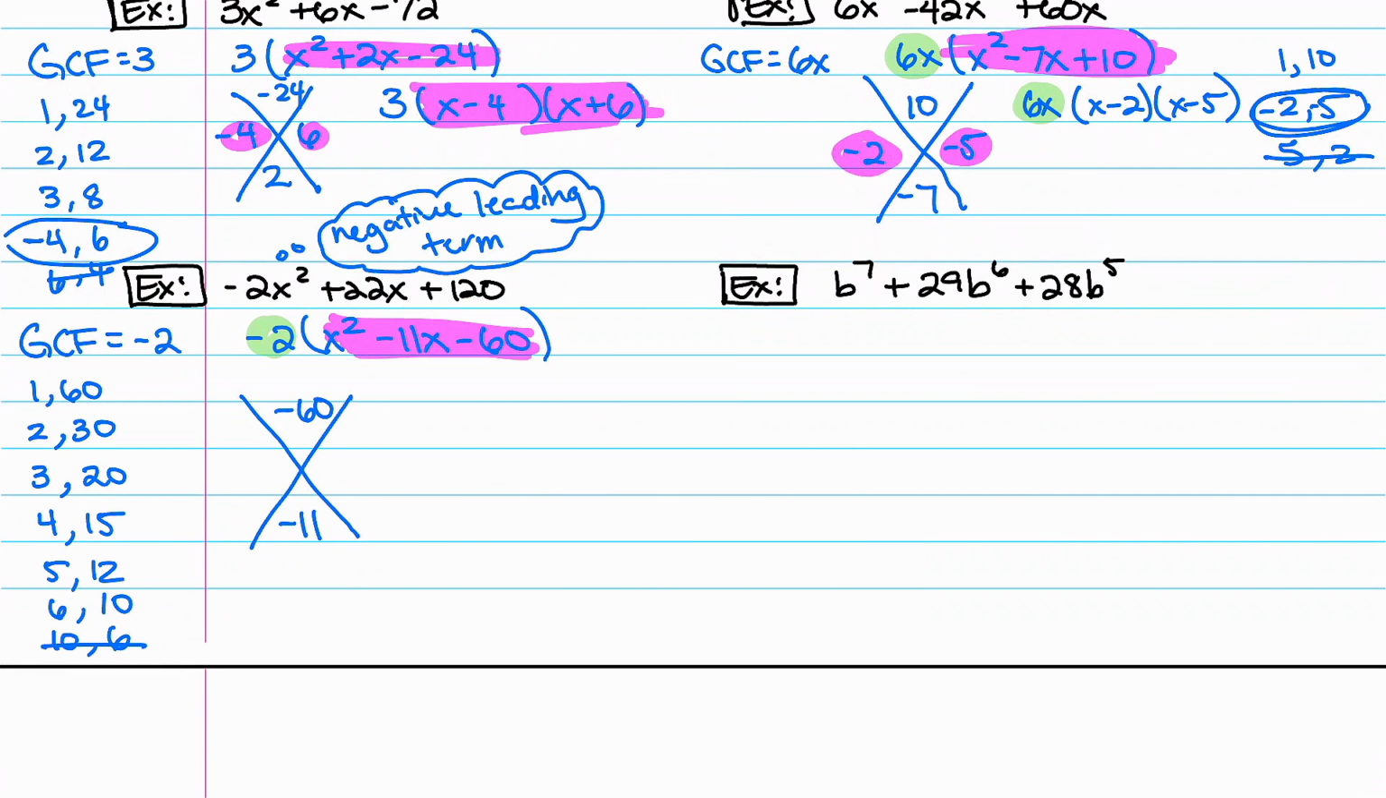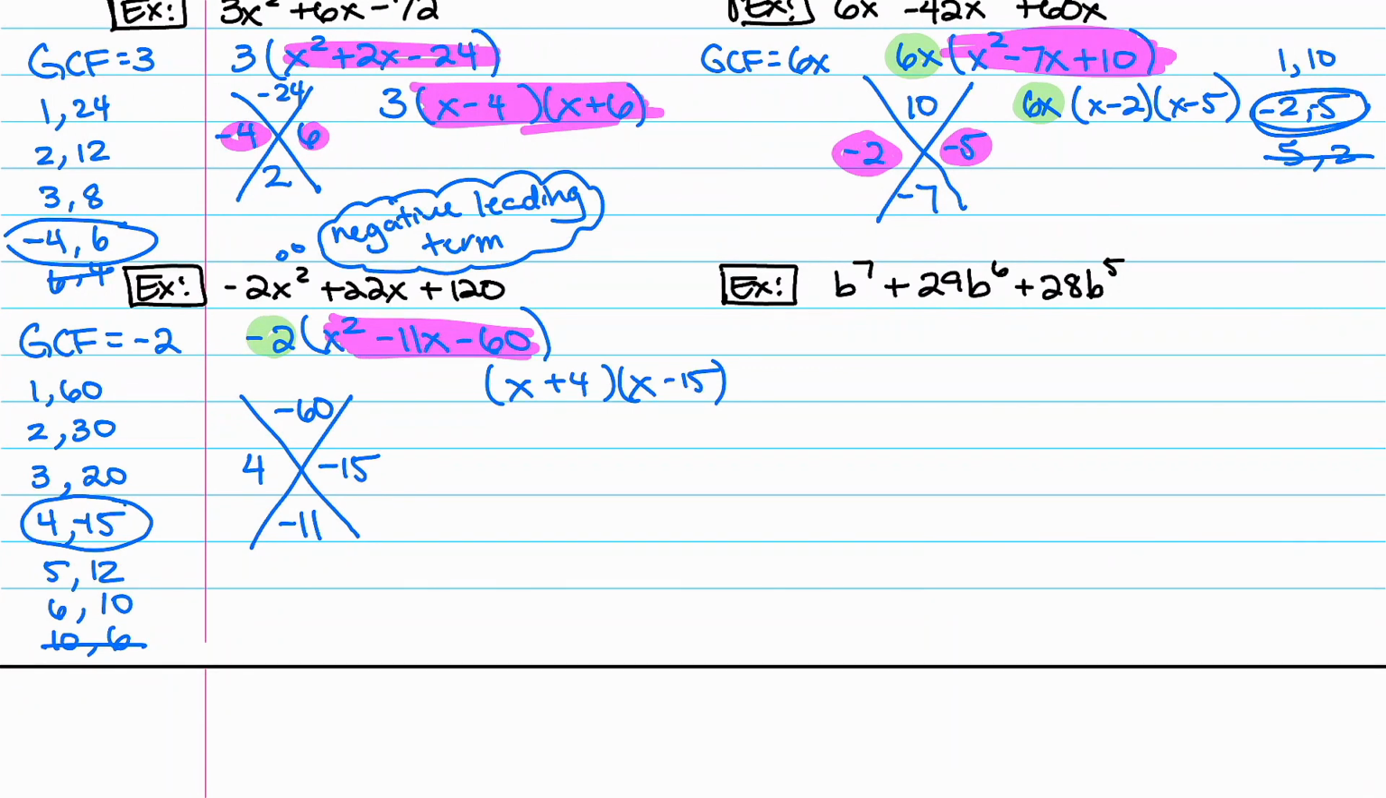All right, out of those combinations, how can I get two of those numbers to add up to a -11? Well, for sure, not the first one, not the second one, not the third one, but it looks like this one would work as long as the 15 is negative. 4 plus -15 is -11, and then 4 times -15 is -60. So this is the combination that's going to work. So I'm going to go ahead and write parentheses x, and the numbers I'm going to be using is a +4 and a -15.